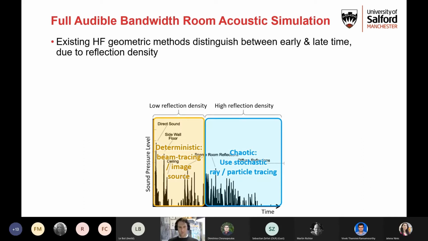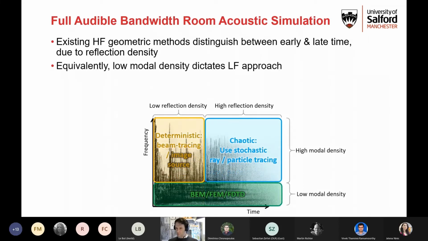Now, as I was saying before, these are not suitable for very low frequencies. So if you move to a spectrogram here of frequency versus time, I'd also point out that modal density is important. If you've got low modal density, you need to use a wave solver like finite element method or finite difference time domain, whereas at high frequencies, geometrical acoustics is okay. And actually, Alan showed quite a similar diagram yesterday, but with modal density and damping as the axes. So slightly different, but kind of the same idea.